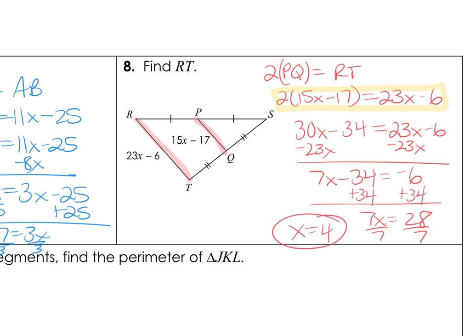I get x is 4, but again, they want me to plug it in. So RT is 23x minus 6. As I go through to plug that in, I get 86 when it comes out. So 86 is technically the answer on this one, not 4.